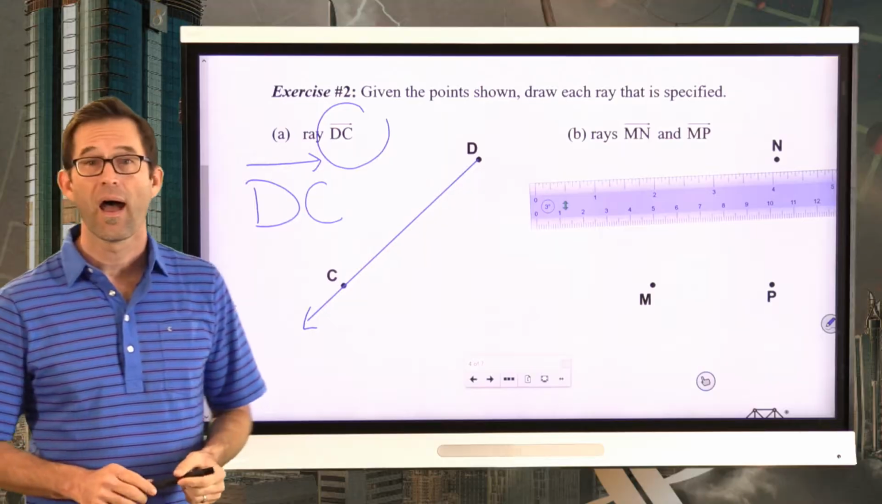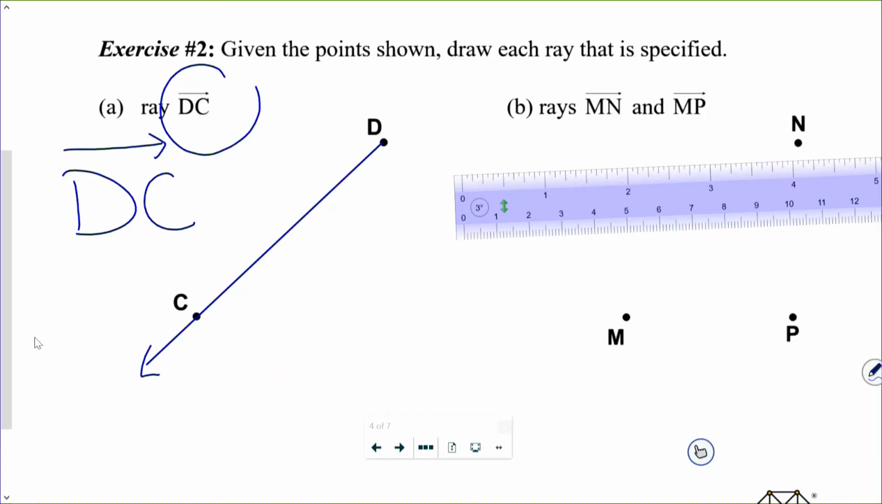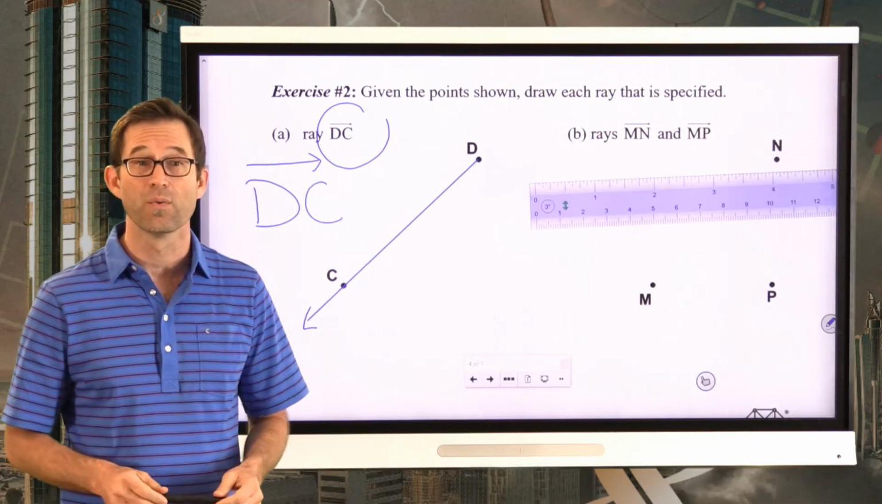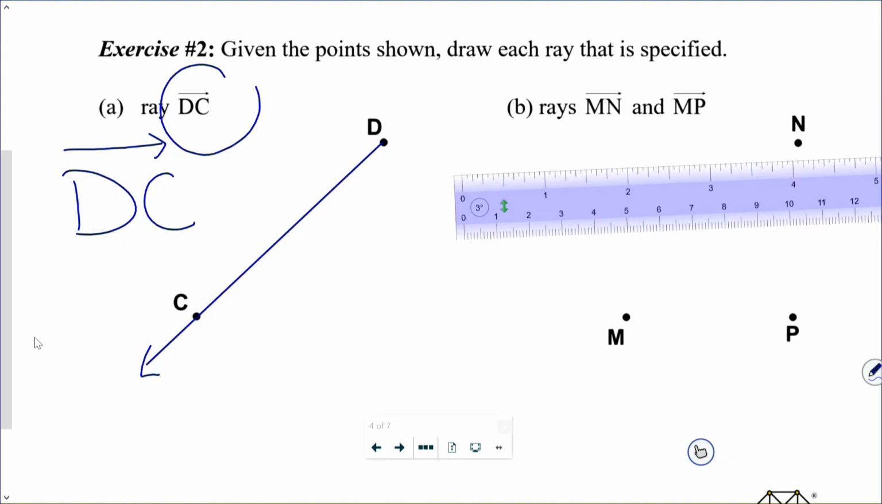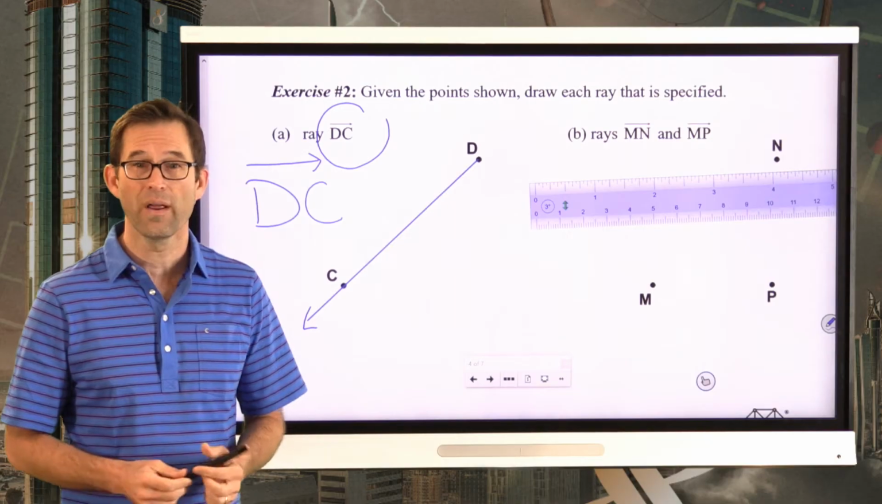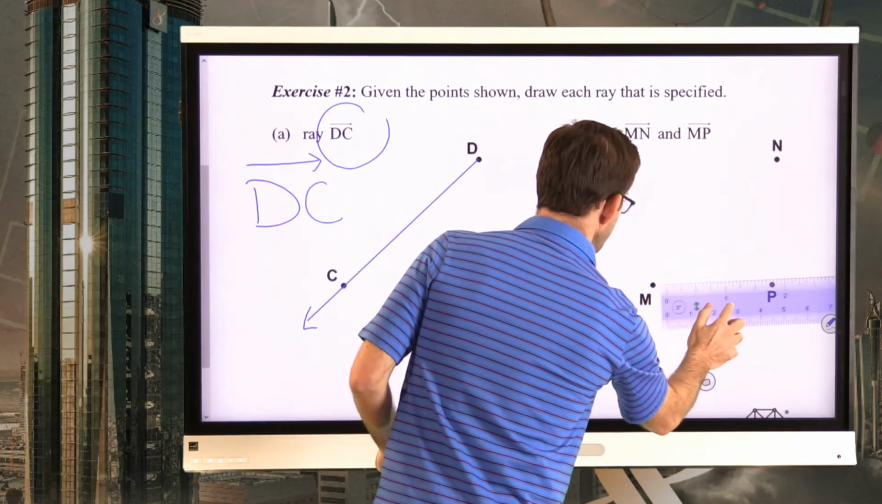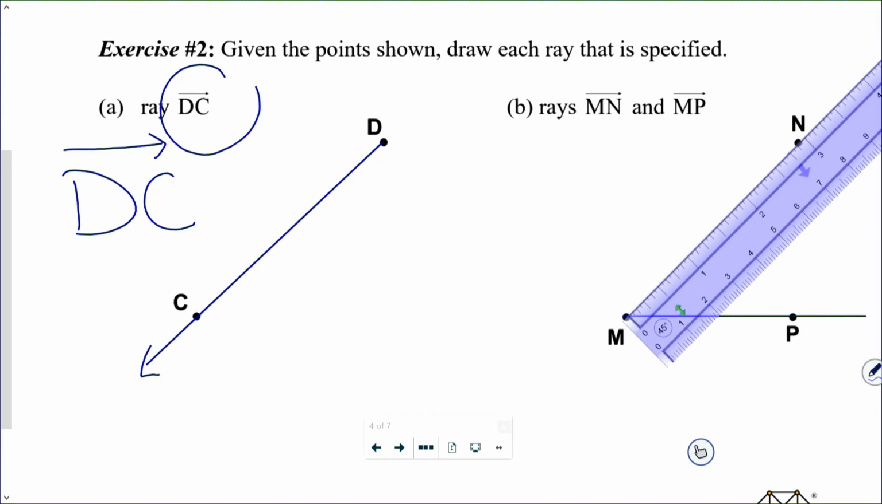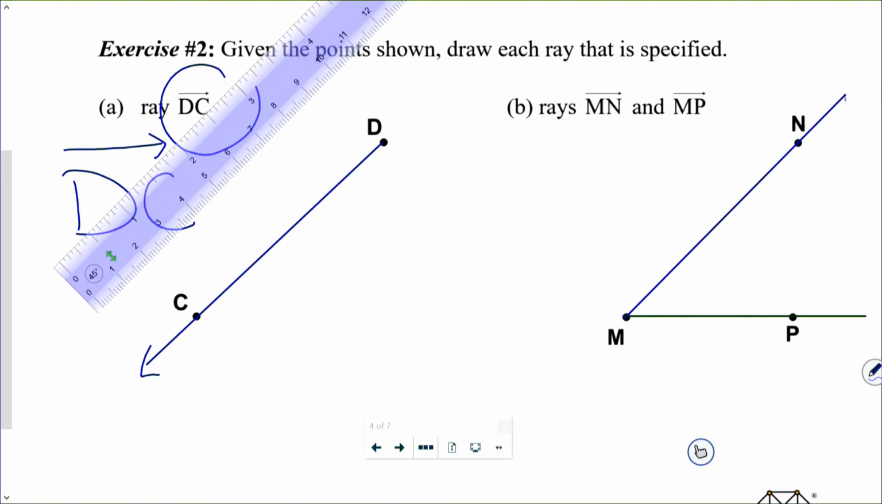Letter B asks us to draw rays MN and MP. So what I'd like you to do right now is pause the video and draw those two rays quickly. All right, let's do it. My handy dandy straight edge, which also happens to be a ruler in this case. Here we go. MP starts at M, passes through P, goes forever. I'll draw the little arrow in just a moment, but this is kind of convenient. Ray MN starts at M, goes through N, and then we get these arrows.